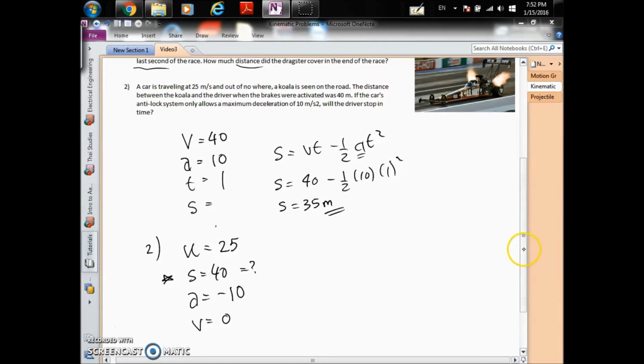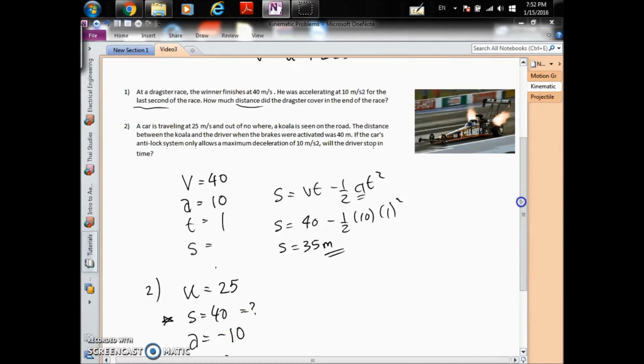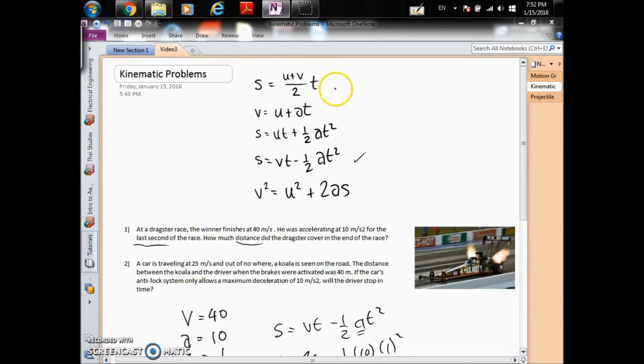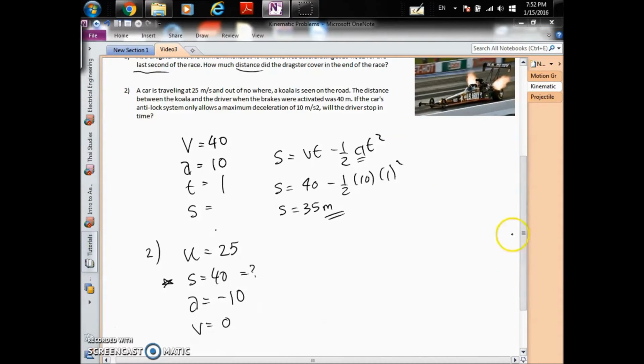Now let's look at the equations. We have U, A, and V. We want to find S. We have no t. So the only equation that doesn't have t is this last one here. So let's use that equation, guys. V squared equals u squared plus 2as.